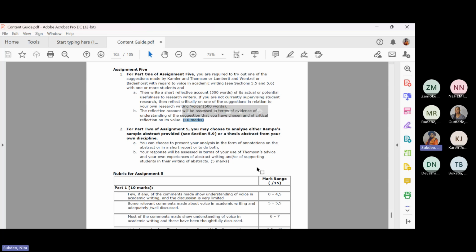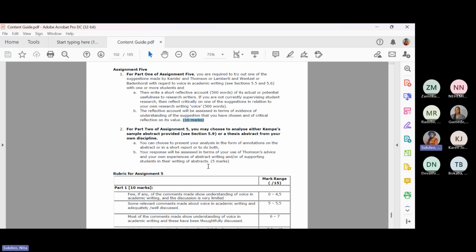Part 2 of the assignment, you may choose to analyze Kemp's sample abstract, which is in 5.9, or a thesis abstract from your own discipline. This is why I took you through that exercise, okay, of looking at that sample abstract, and then you gave your comment. So you've already answered part 2.